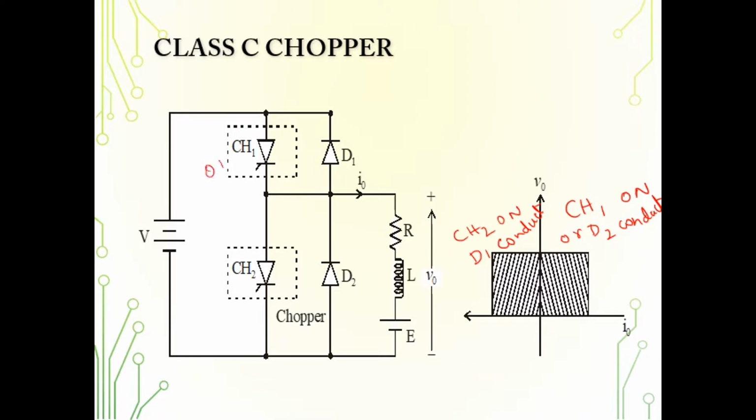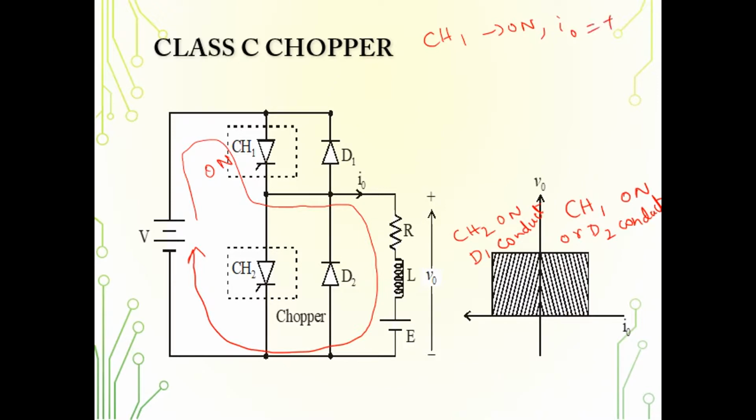Say this thyristor 1 is on. So when thyristor 1 is on, the current will flow through the load in this manner. So it flows in this manner. So I0 is positive. So when CH1 is on, I0 is positive. What is V0? V0 will be equal to V, which means the power is flowing from the supply to the load. It is similar to class A operation.